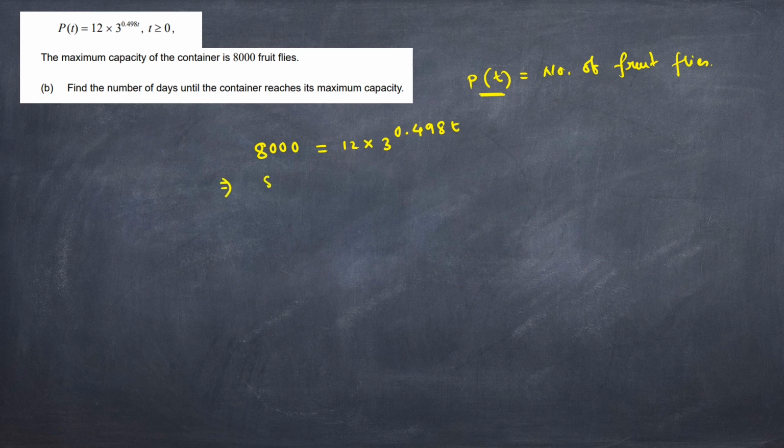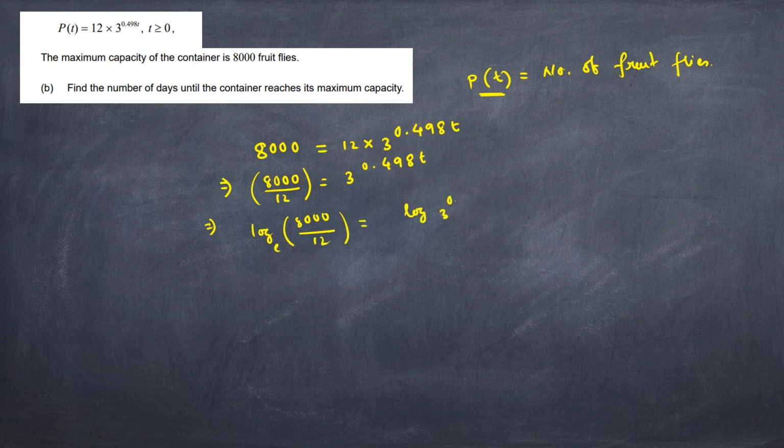So for that we can do this by 8,000/12 = 3^(0.498t). Here we can use log on both sides. So ln(8,000/12) = ln(3^(0.498t)). Again the base is e here, so we will not write base e all the time. This is the natural logarithm, Napier logarithm. So basically the base will be e here.